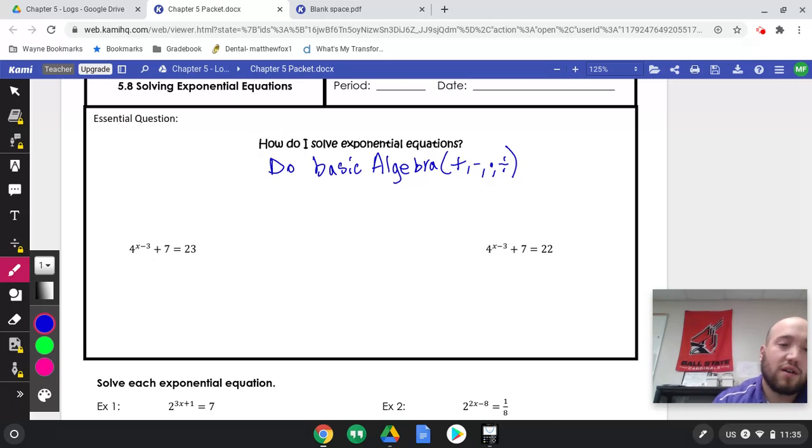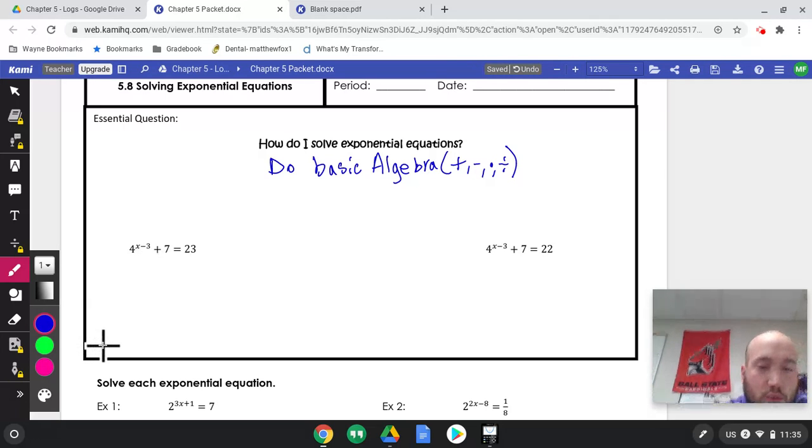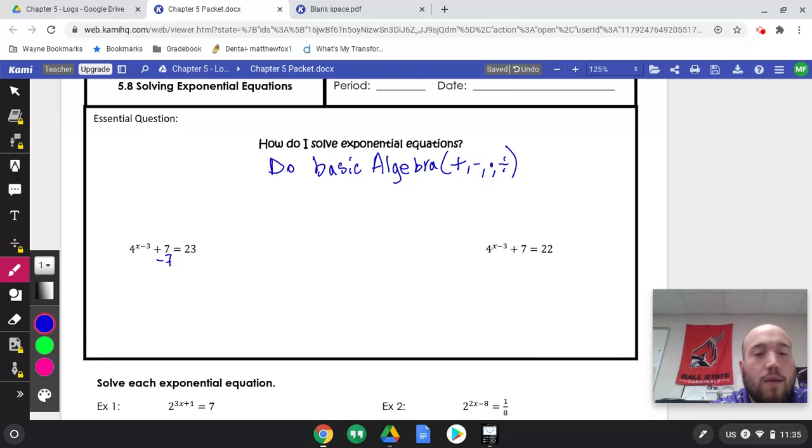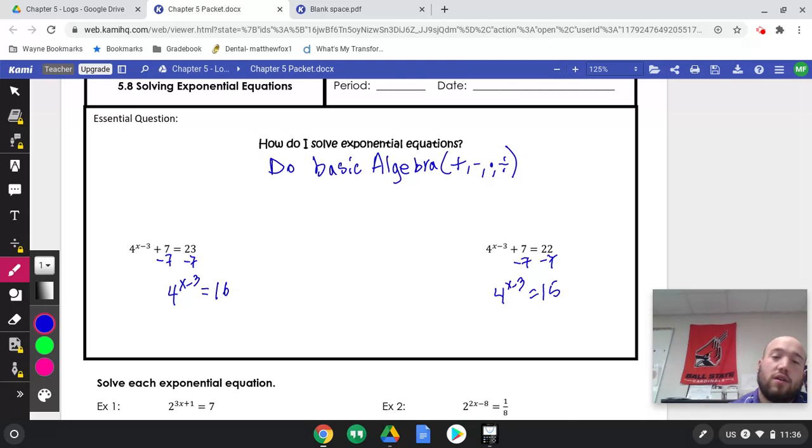So if we look here at our problem, 4 to the x minus 3 plus 7 equals 23. Our basic algebra in this case, we want to just subtract the 7 over. We want to get the exponential by itself. So now I have 4 to the x minus 3 will equal 16. In the same way here on this one, we'll subtract the 7. The only difference now is I have 4 to the x minus 3 equals 15. So from here, we have two different situations.